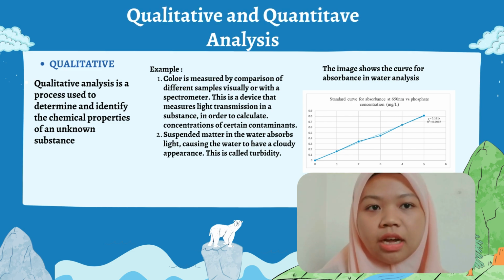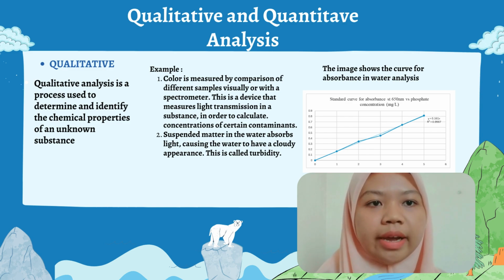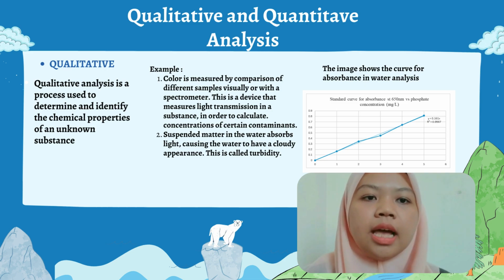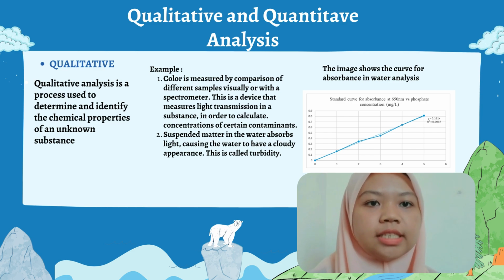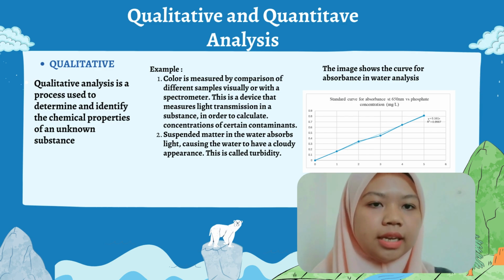Hello, my name is SITI ANISSA, and now I will talk about the qualitative and quantitative analysis. First, qualitative analysis is a process used to determine and identify the chemical properties of an unknown substance. There are a few examples of processes to determine the unknown substance in water using qualitative analysis.